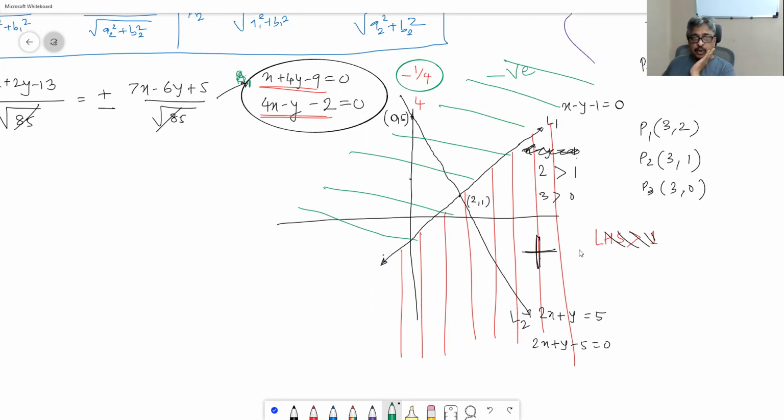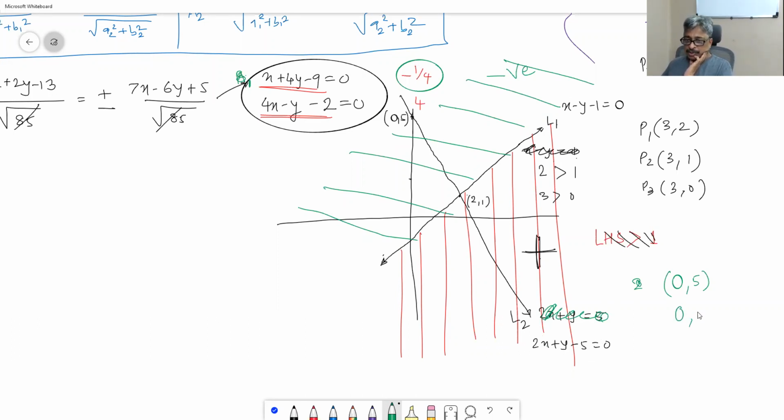So L1 analysis is over. Let us do L2 analysis. And anyway, we have this point. Let us take another point. If I take y is equal to 5, then x becomes 0. So 0, 5. Is this on L2? Yes. 0, 5. Now let us not use this. Let us use this. 0, 5 is on L2.